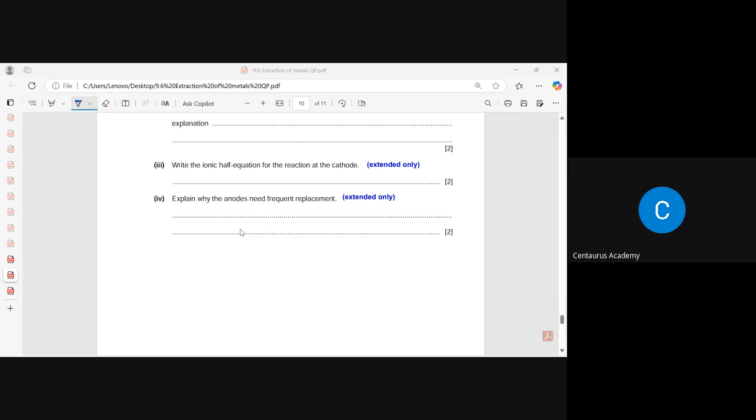Yes, very good. Okay. Explain why the anodes need frequent replacement. Next question for 2 marks. 2 statements must be present, or at least 2 phrases. Carbon reacts with oxygen, produces carbon dioxide. Okay, and what happens if carbon dioxide is produced?